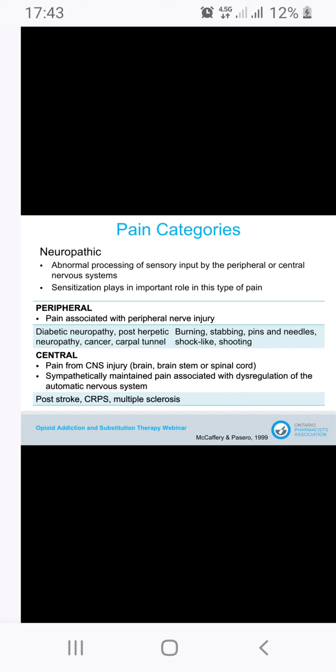In the central nervous system, we also have a lot of nerves there. So in the brain or brainstem or the spinal cord, if that's damaged, you have sympathetically mediated pain associated with the dysregulation of the autonomic nervous system along the central nervous system. Examples of that clinically are post-stroke pain, CRPS, which stands for Complex Regional Pain Syndrome, and MS, to name a few.